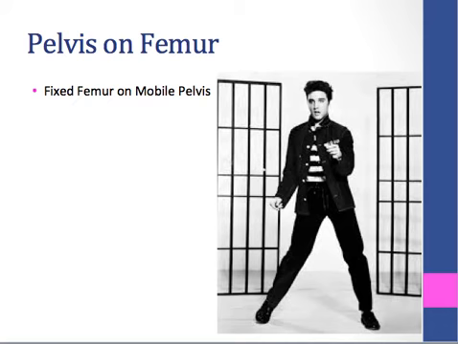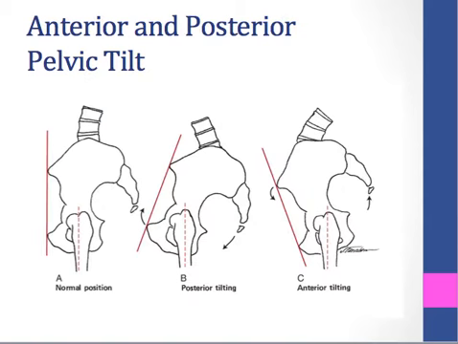So let's talk about anterior and posterior pelvic tilt. It's important to be on the same page. For this discussion, we are not talking about the SIJ. We are talking about the whole pelvis moving as a ring as it moves through motion, okay? So with the anterior and posterior pelvic tilt, we're going to talk about the pelvic ring.